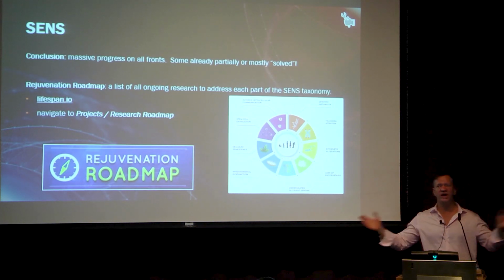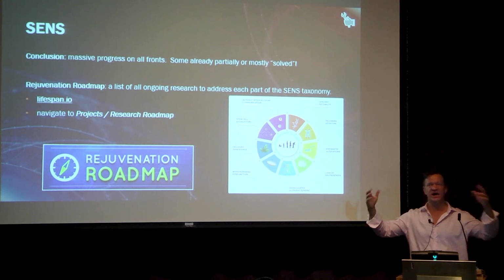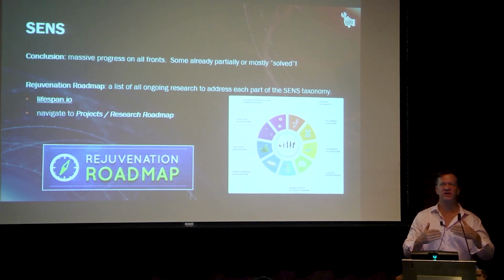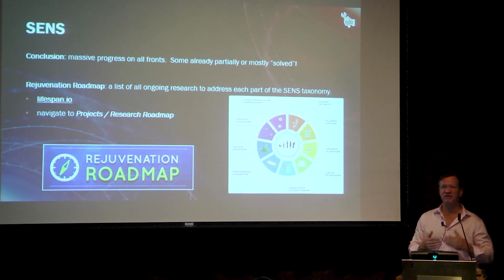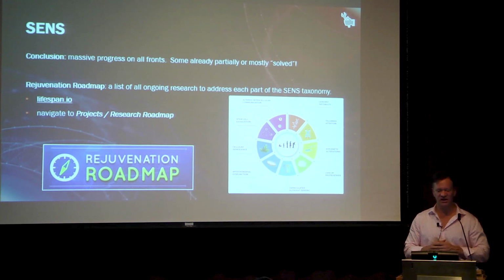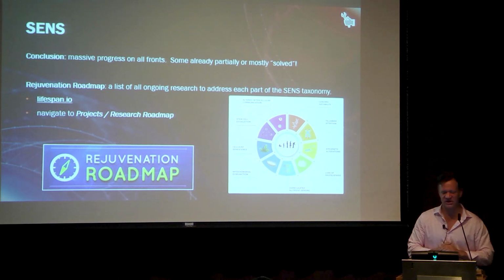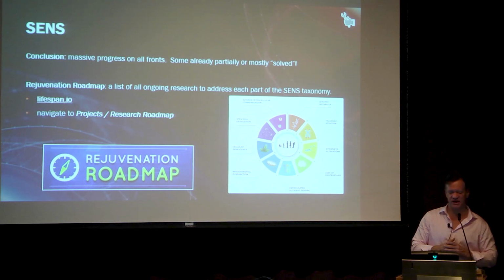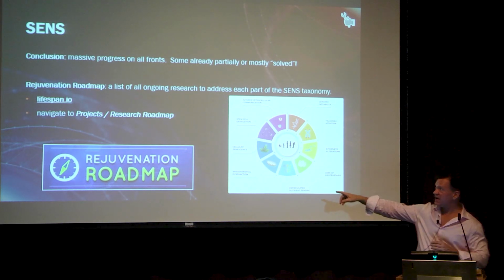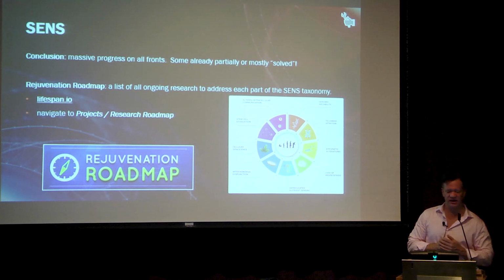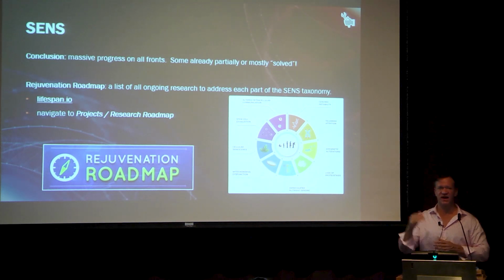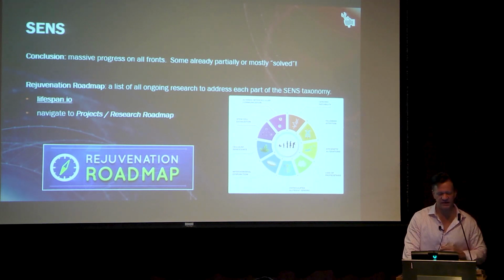Okay, so the point I want to make with all this, besides giving you all these ideas for how to counteract these different types of cellular damage, is that we're actually making massive progress on all fronts, right? A lot of these that we already discussed are either partially or mostly solved, which is amazing. We are so much further than the general public really realizes with addressing the fundamental causes of aging. If you go to lifespan.io on the internet, there's a rejuvenation roadmap that gives you a list of all of the advanced research going on in each of these different categories, and all the stuff that I had to skip over in this talk.